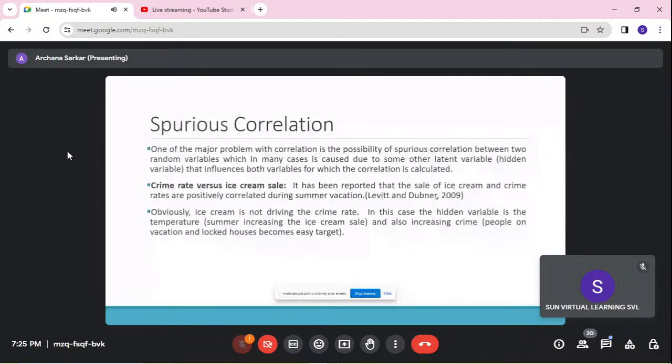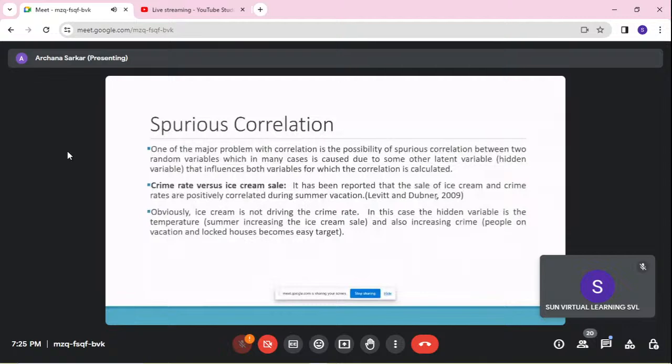Now, the crime rate versus the ice cream sale. It has been reported that the sale of ice cream and crime rate are positively correlated during summer vacation. We have taken this as an example. When the researchers ran the ice cream sale and the crime rates, they found that these both variables are in a relationship.